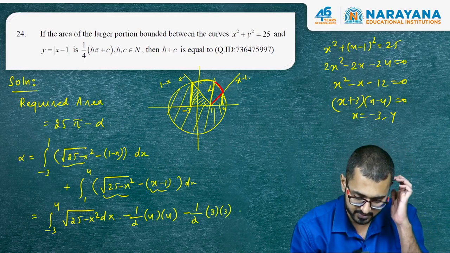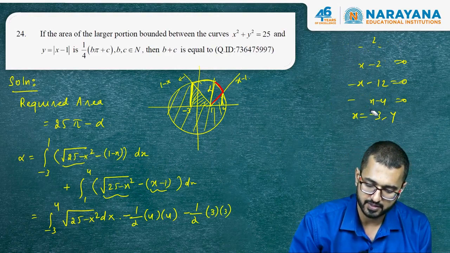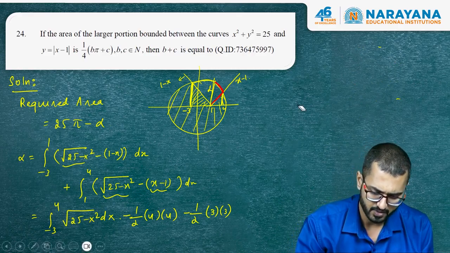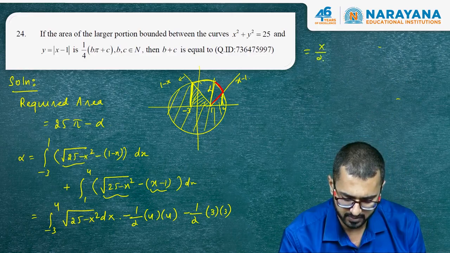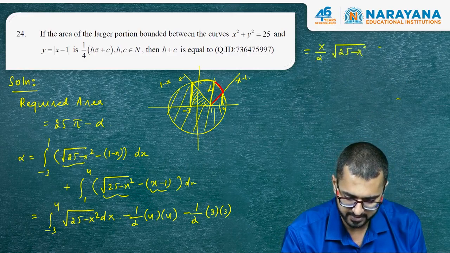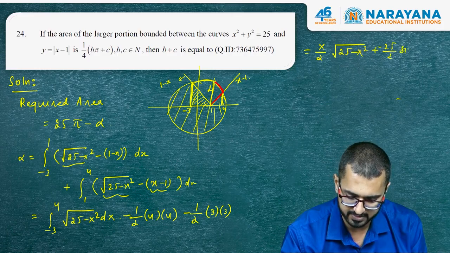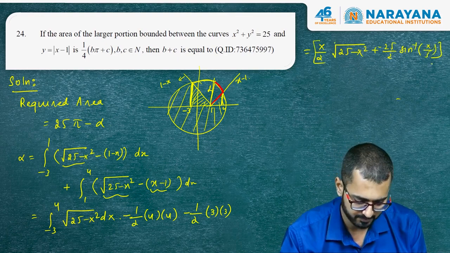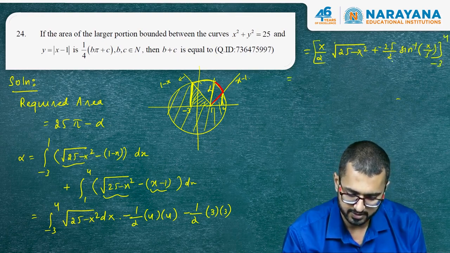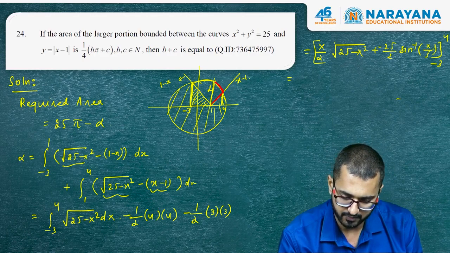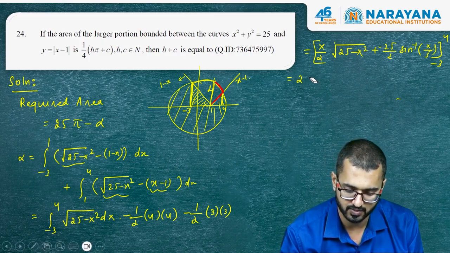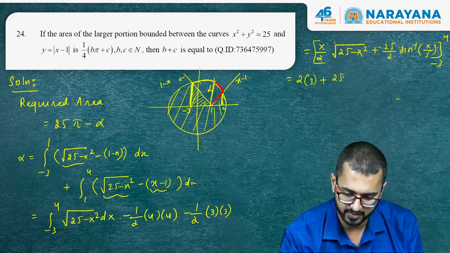So we got this. Now this integration turns out to be, let's write down the integration value, x by 2 under root of 25 minus x square plus 25 by 2 sine inverse of x by 5. So the limit goes from minus 3 to 4. Let's plug in the values here. So it will become 4 by 2, so 2 times root of 25 minus 16, which is 9, square root is going to be 3, plus 25 by 2 sine inverse of 4 by 5.